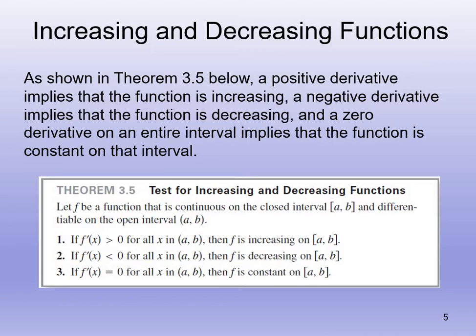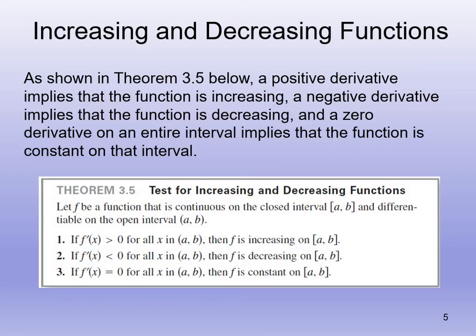So let f be a function that's continuous on a closed interval a to b and differentiable on the open interval a to b. We can define these three different cases here. If f prime of x, the derivative, is greater than 0 for all x in (a, b), then f is increasing on the closed interval a to b. As long as the derivative is greater than 0, the original function is going to be increasing.